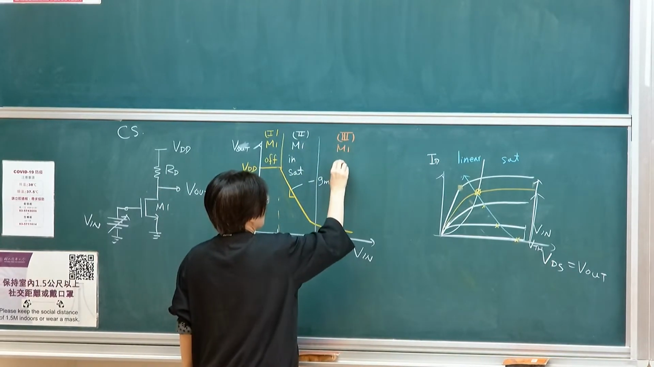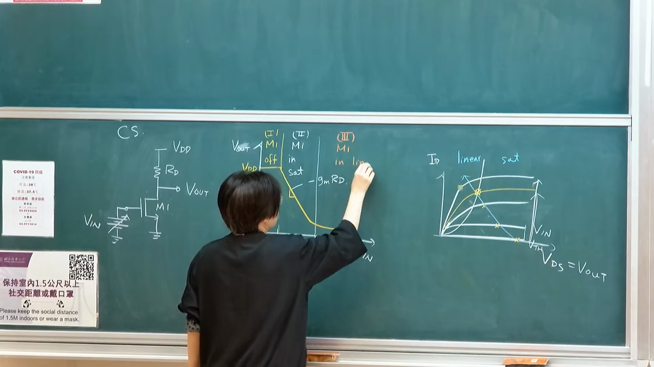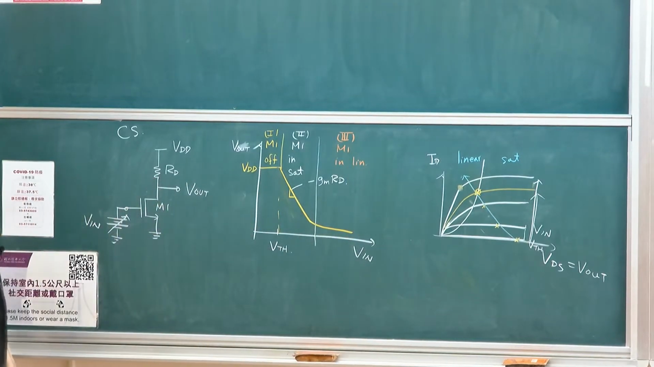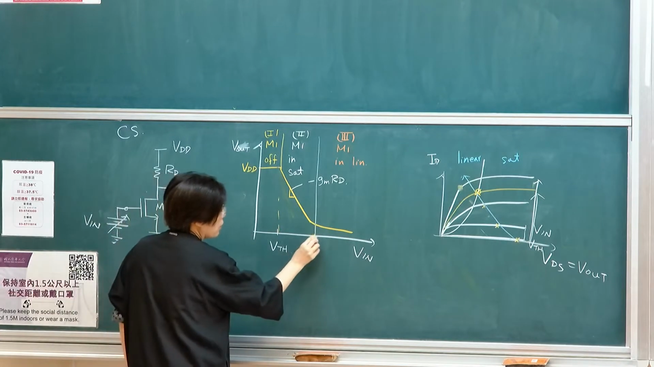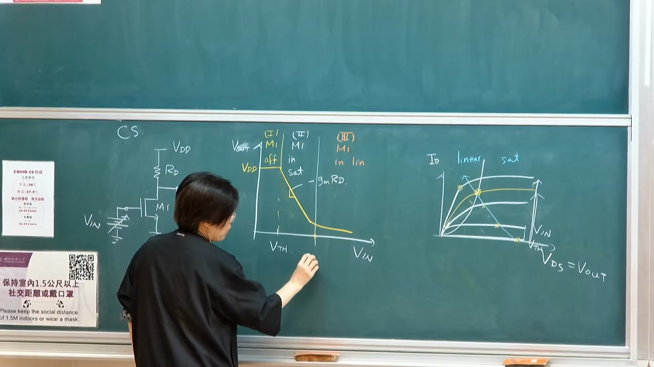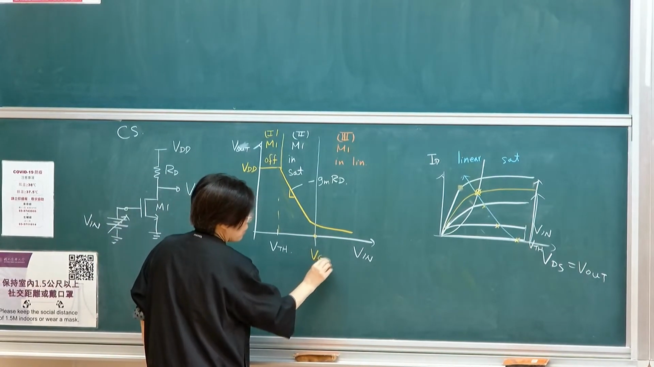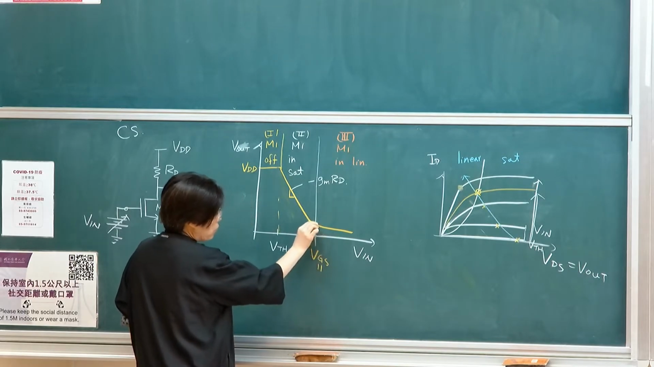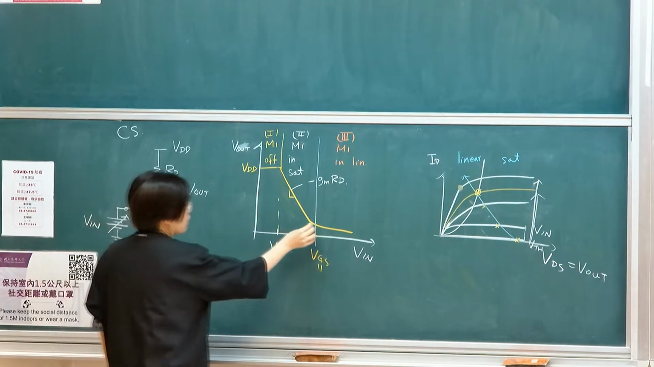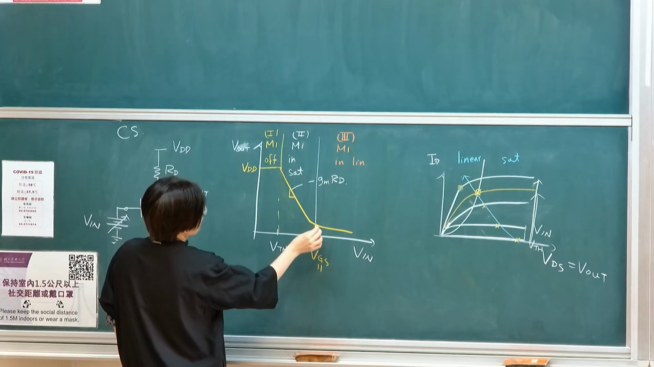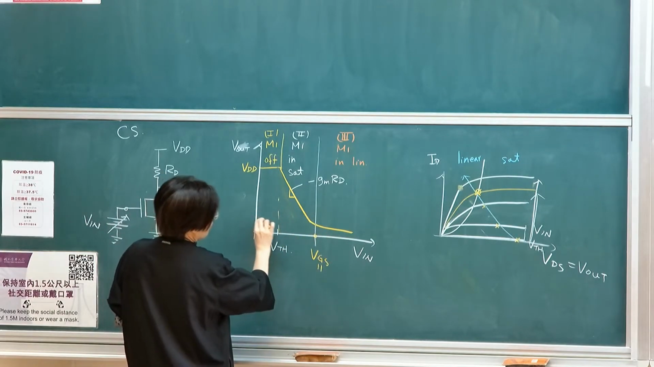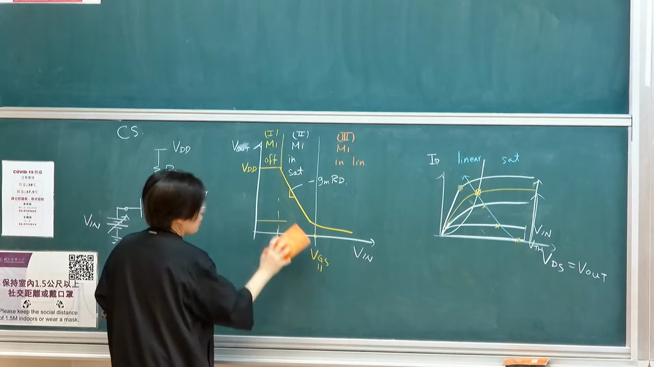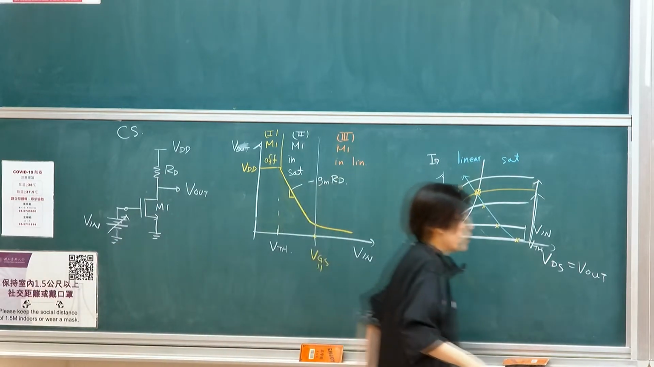Lastly, it will then be in the linear region. So what is the difference between the two? Remember, this is Vin, which is VGS. So when VGS becomes smaller than VDS, this is VDS.